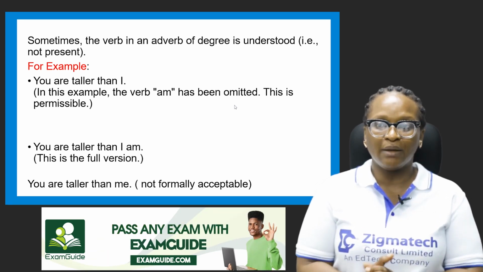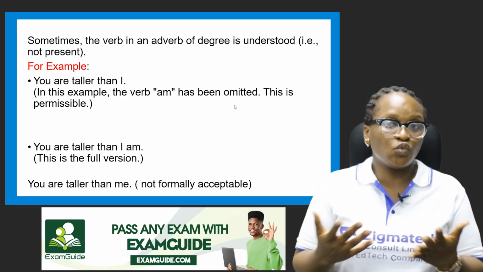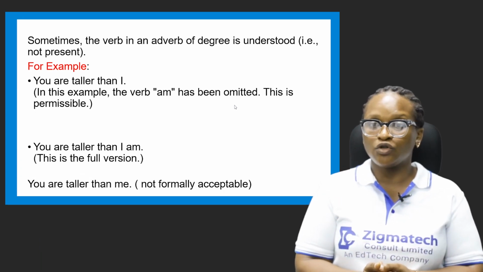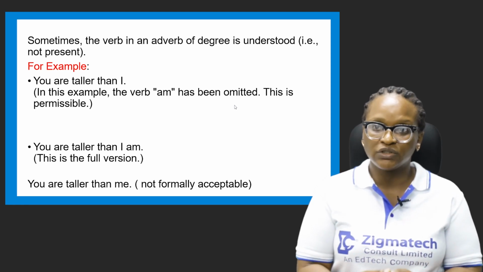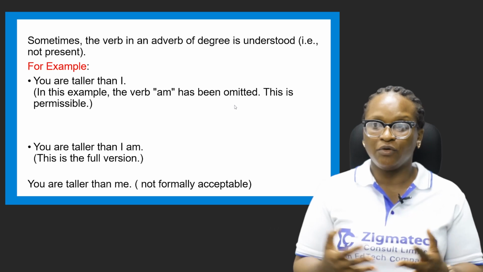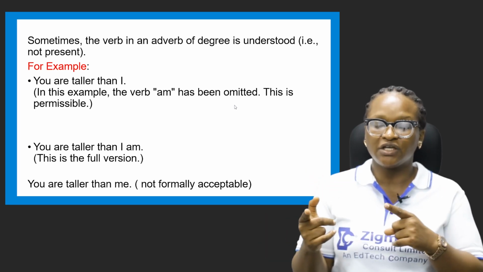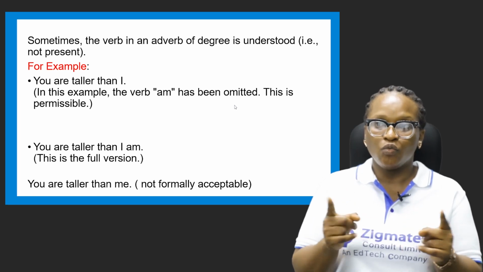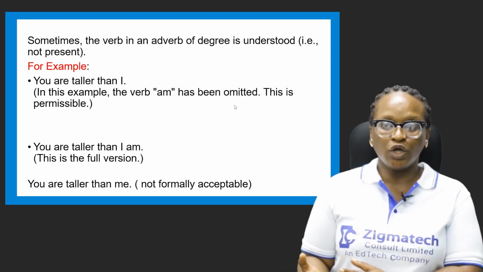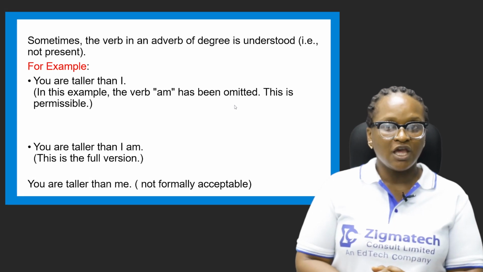In this example, the verb am has been omitted. This is permissible. When you say that something is permissible, that is what you choose to do. It's not a must that you have to put it. So you are taller than I. It's still adverb of comparison. Remember, we say sometimes the verb in an adverb of degree, that's comparison, is understood when it is not present. It is understood. Why? Because we know what ought to be there, but we choose to use it that way, and it will still pass the same information.